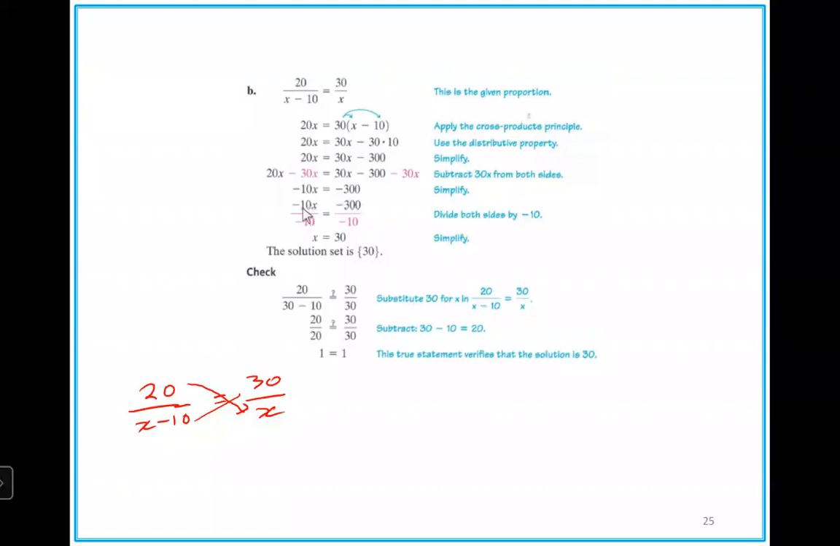Negative 10x, so you divide both sides by negative 10. So x equals 30. So the solution is 30. And you check your answer to see if it makes a true statement. And they got 1 equals 1, which is true. So that means the 30 is correct.